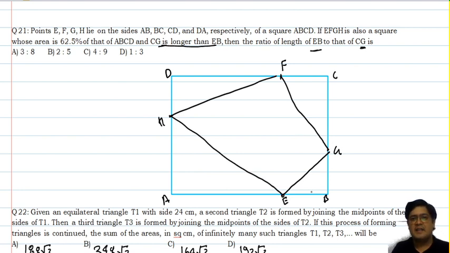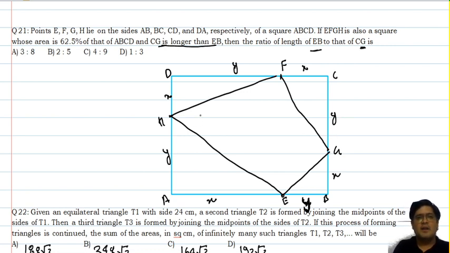The question is to find the ratio of EB upon CG. So if this is X, this is Y, and so on, X, Y, X, Y, something of this nature is there. I think I have missed the orientation somewhere, but you get the idea here. You want the ratio of EB to CG. Let me work with the areas here.